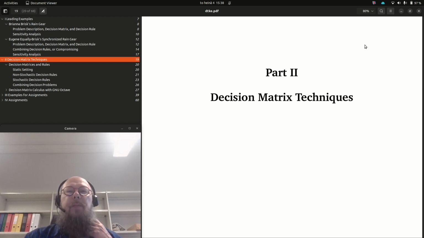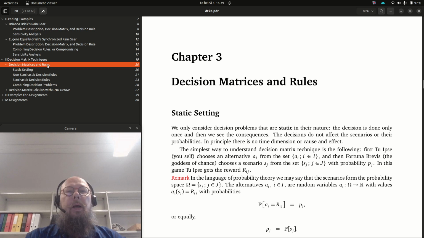We have finished part 1, leading examples, and we now start part 2, decision matrix techniques. This part has no examples, it's theoretical, and we start with chapter 3, episode 1, decision matrices and rules, and episode 1 is static setting.